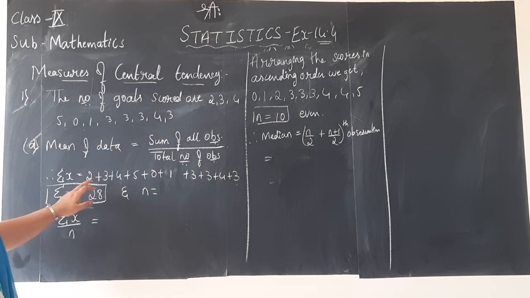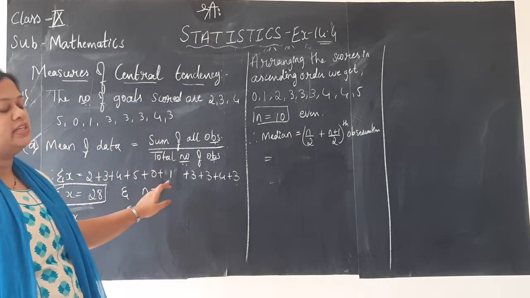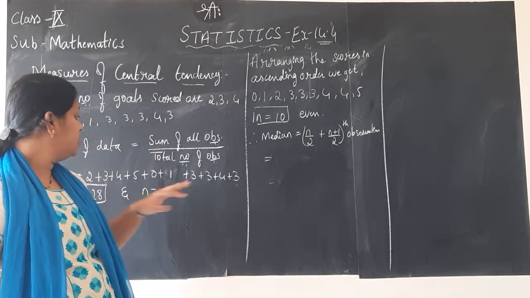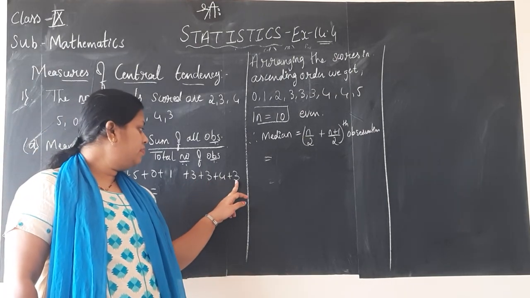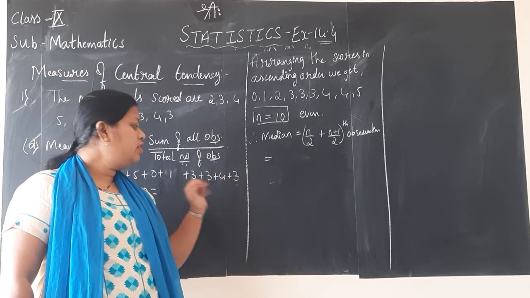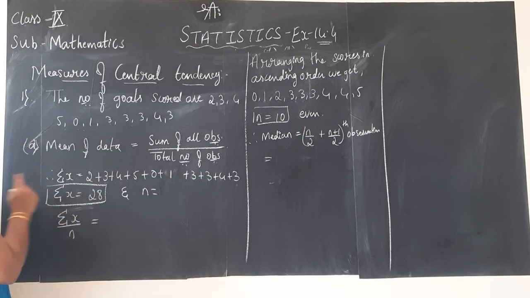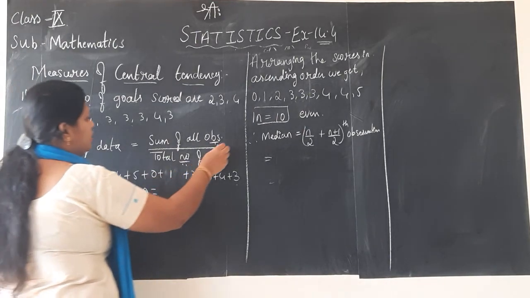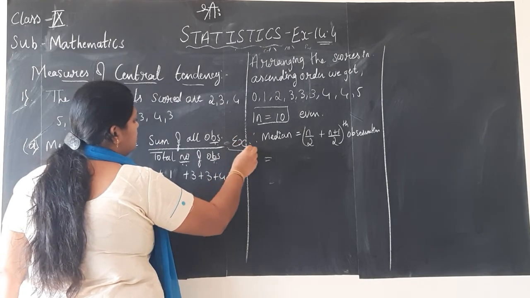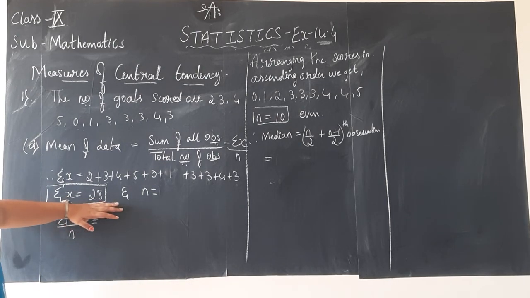Add up all this like 2 plus 3, 5, 5 plus 4, 9, 9 plus 5, 14, 14 plus 0 is again 14, 14 plus 1 is 15, 15 plus 3, 18, 18 plus 3, 21, 21 plus 3 is 24, 24 plus 4 is 28. So I have written sigma x as 28. So I got the numerator, that is sigma x by n, right children? I got to know what is sigma x, that is 28. Next we should find out what is n.